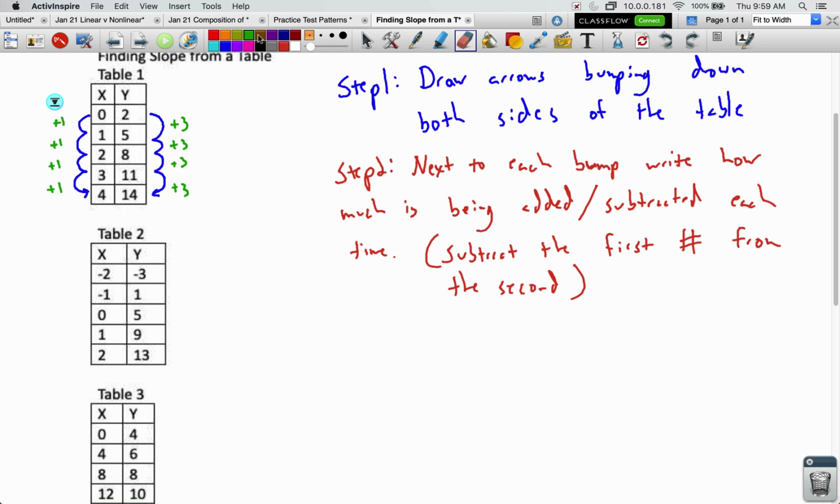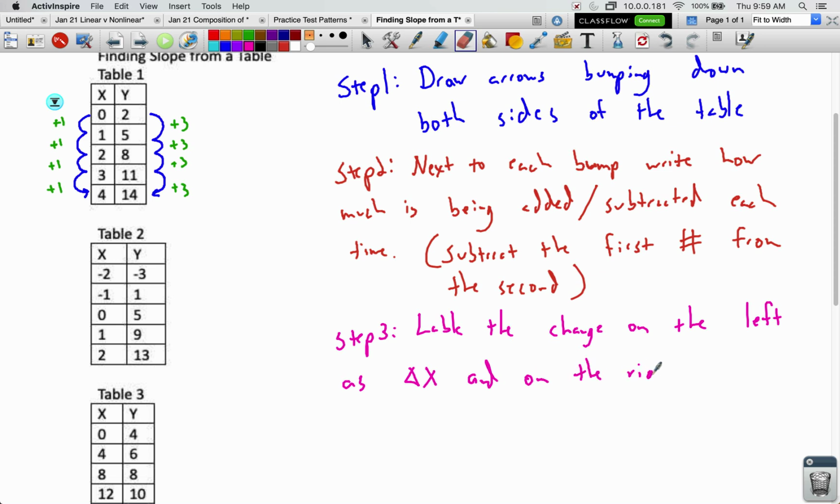All right, step 3. Label the change on the left as delta x and on the right as delta y. So back to table 1, this over here, this has got to be delta x, the change in x, and this over here, this is the change in y.